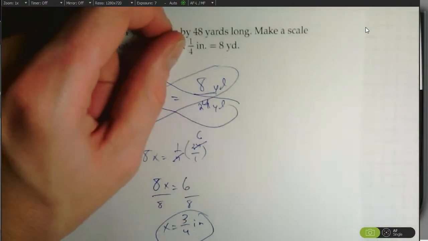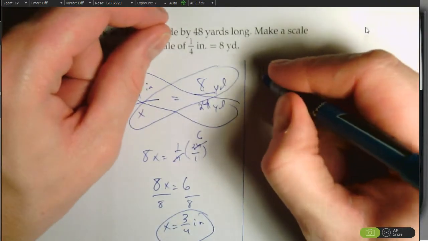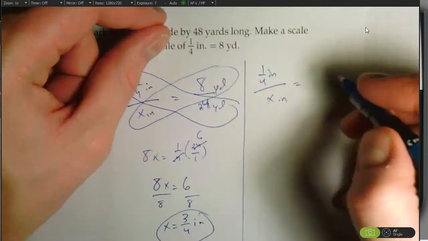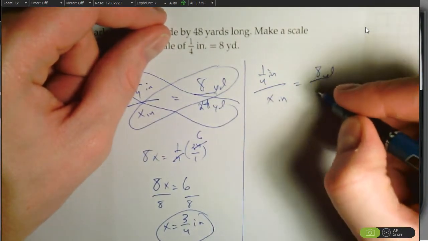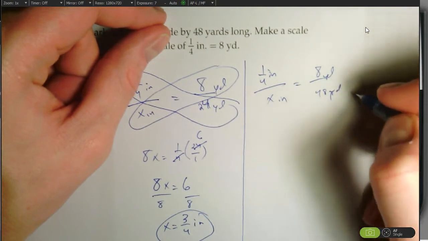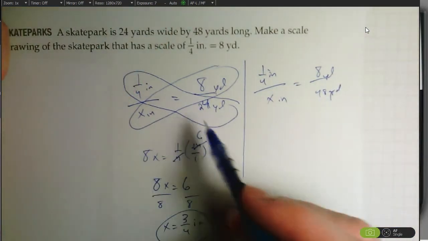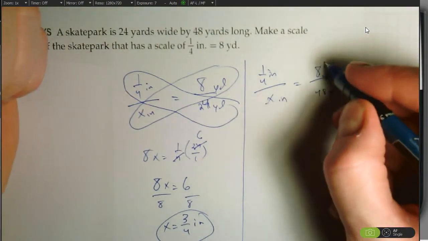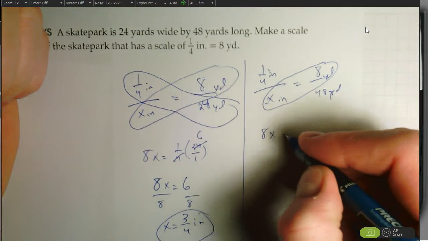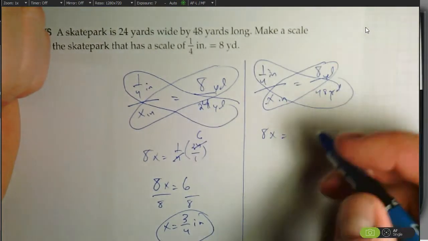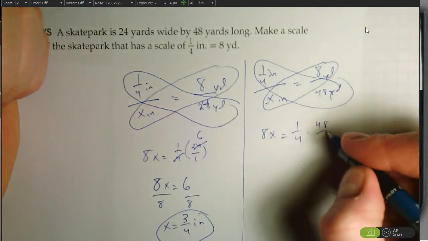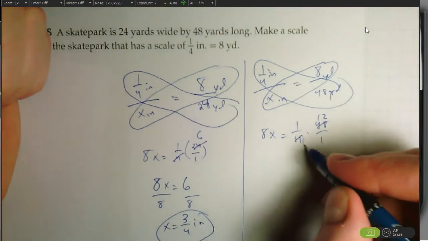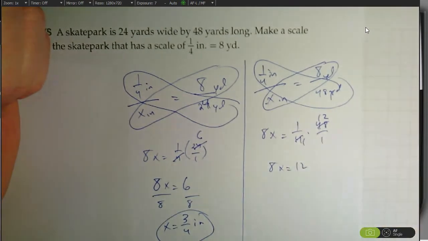So same exact process. 1/4 inch to x inches is 8 yards to 48 yards. Some of you might know some tricks with arithmetic, that's fine, but this is the process. Just set up a proportion. So 8 times x, again 8x. Now I'm going to have 1/4 times 48, so 1 over 4 times 48 over 1. Divide both those by 4. I get 12 and 1, so 8x equals 12.